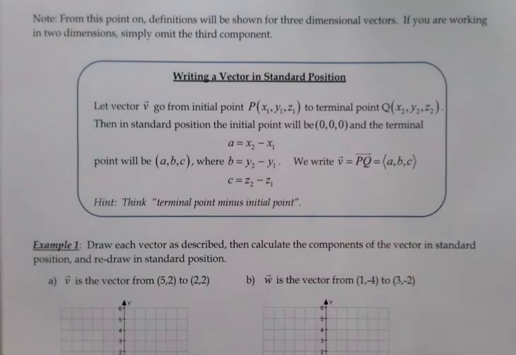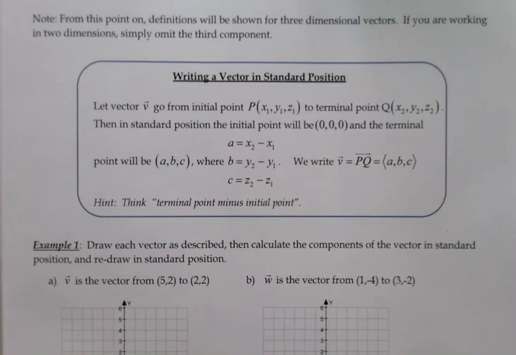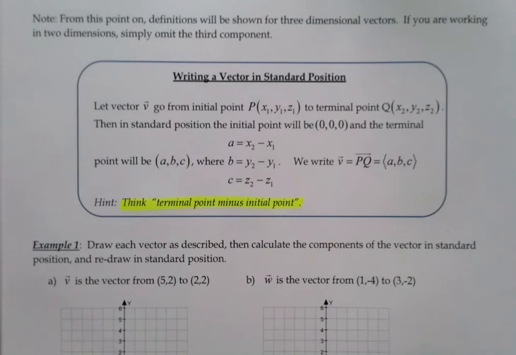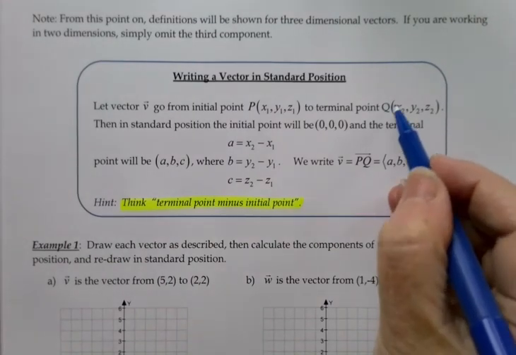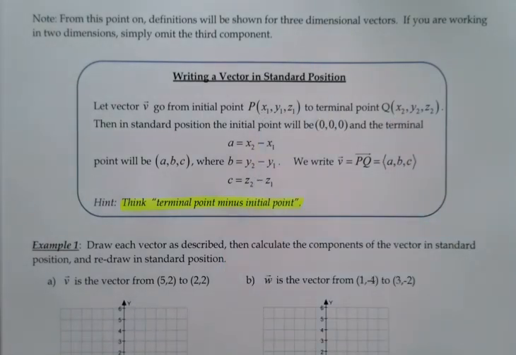In order to remember this, trying to memorize this as a formula or having to look it up every time is counterproductive. Most people just remember it with a little phrase. To find its standard position, just think terminal point minus initial point. So we've literally taken each coordinate for the terminal point and subtracted its coordinate in the initial point. A couple other quick little things here about notation.